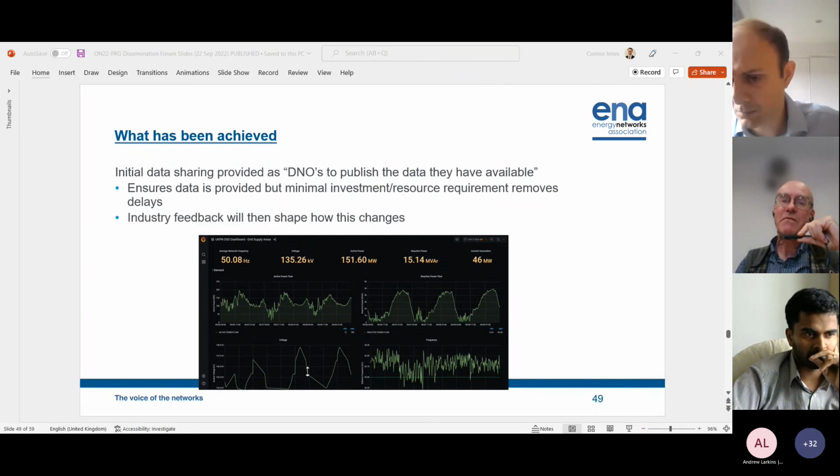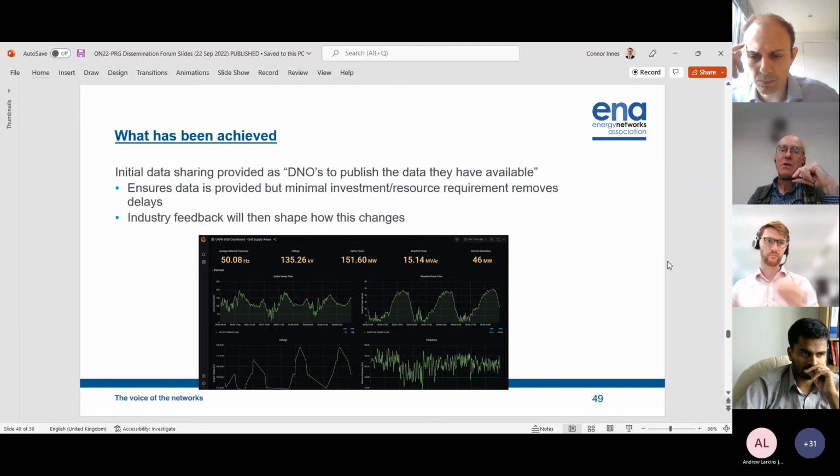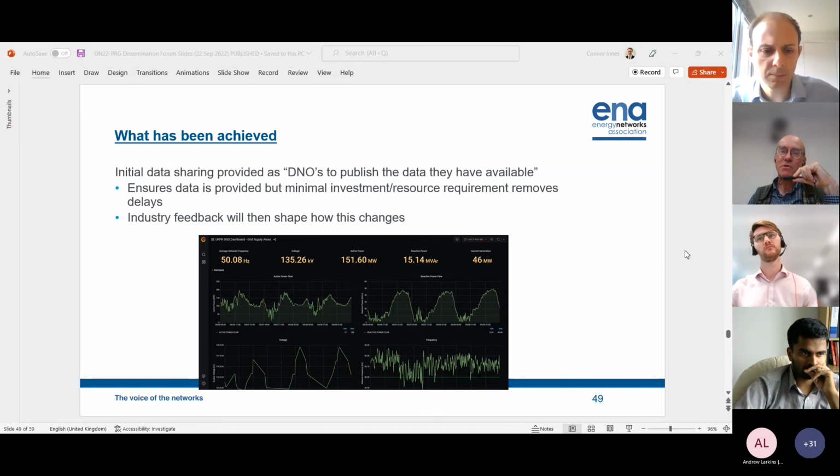I think it's to give industry players a view of what's available, what can be asked for, and I think to give us some feedback on how we might want to automate this in future, how we might want to standardize it.